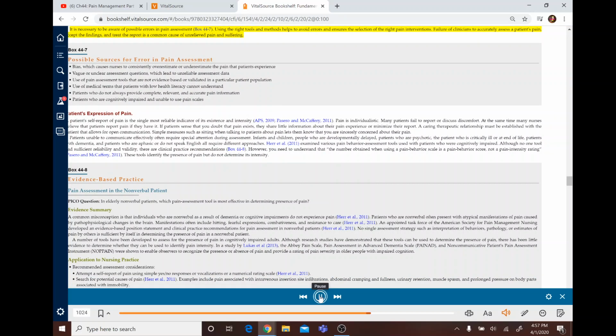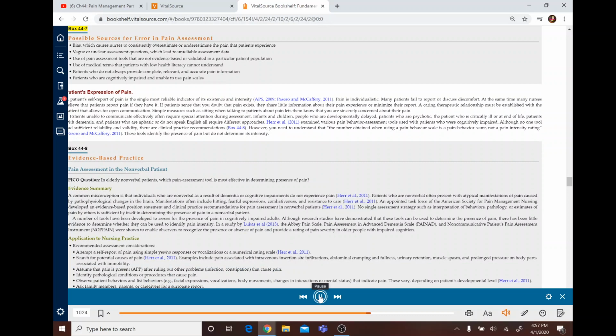It is necessary to be aware of possible errors in pain assessment, Box 44-7. Using the right tools and methods helps to avoid errors and ensures the selection of the right pain interventions. Failure of clinicians to accurately assess a patient's pain, accept the findings, and treat the report is a common cause of unrelieved pain and suffering.